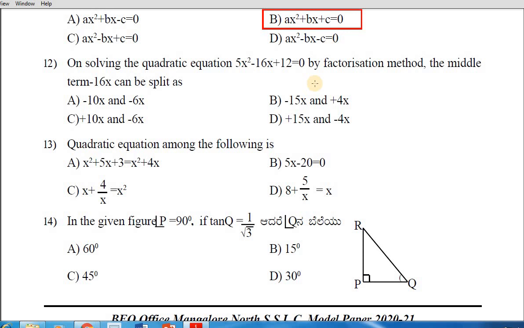So we wanted to write factors for 60x square. We can write 10 times 6 is 60, and both the terms should be minus, because here the minus symbol is there. So minus 10 minus 6 is minus 16x. If we add or subtract, we wanted to get the middle term. If we multiply, we wanted to get the last term factors. So hence for this question the right answer is option A, minus 10x and minus 6x.